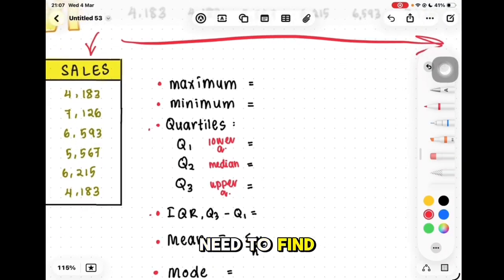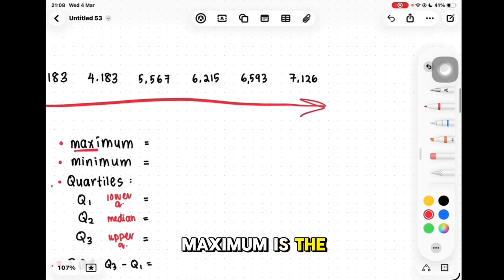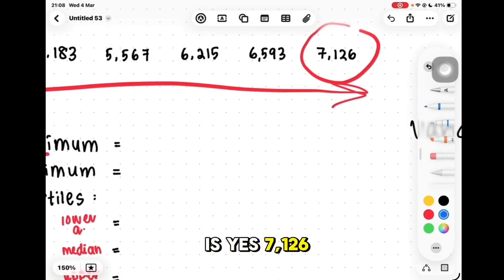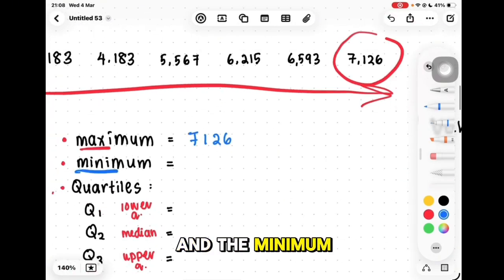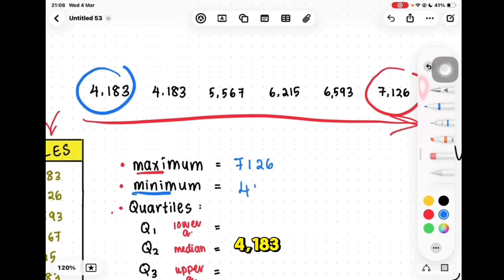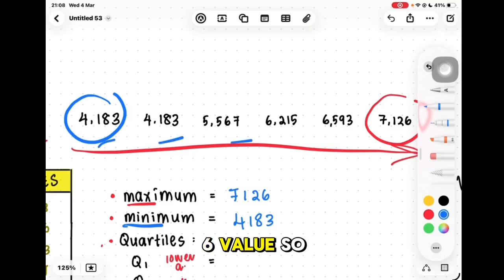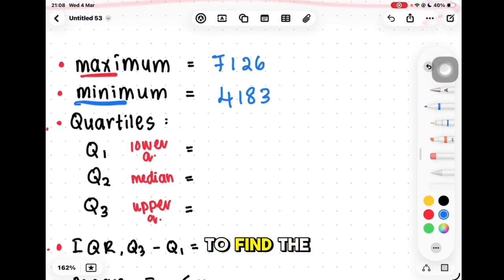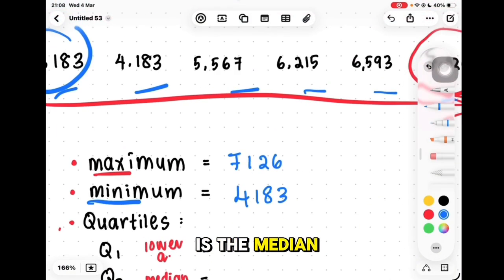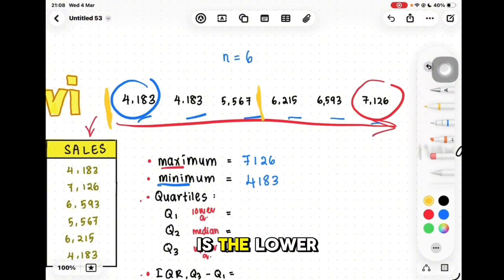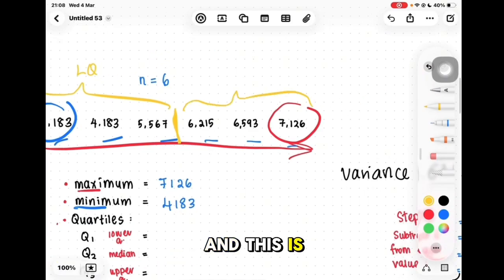Step 2, we need to find the maximum and minimum. The maximum is the largest value, which is 7,126, and the minimum is the smallest value, which is 4,183. Now quartiles. Since we have 6 values, n equals 6. First, if you want to find Q1, it is the median of the lower quartile. This is the lower quartile and this is the upper quartile.